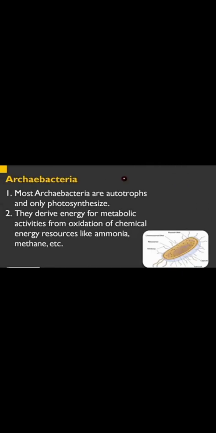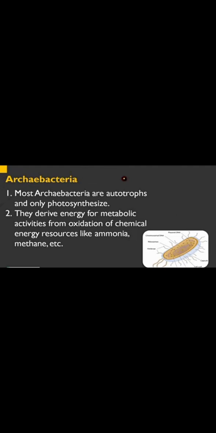So let's start with the characteristics of the five kingdoms. First kingdom is the kingdom Monera. The kingdom of prokaryotes is divided into two subkingdoms, that is Archaebacteria and Eubacteria.